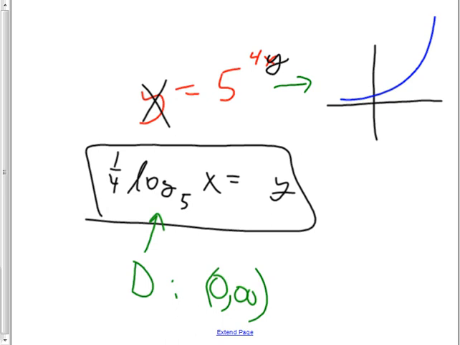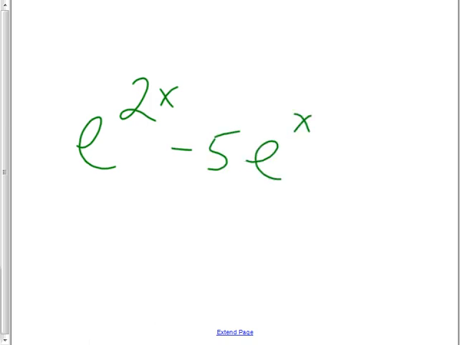All right. Have I done a u-substitution with you yet? No. All right. We should probably practice that. e to the 2x minus 5e to the x is equal to 6.